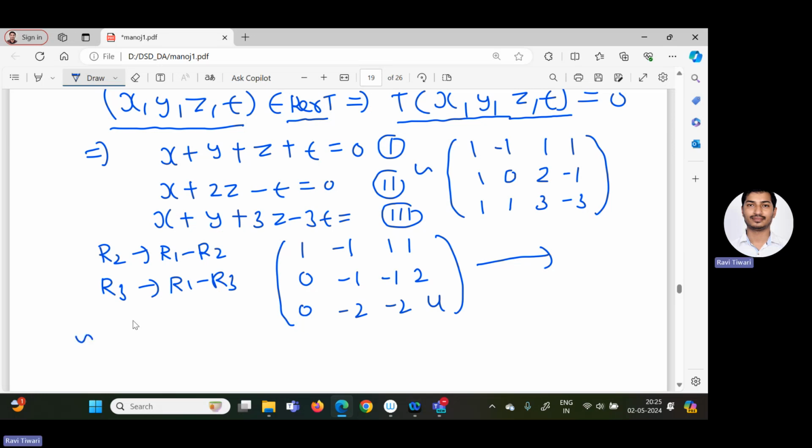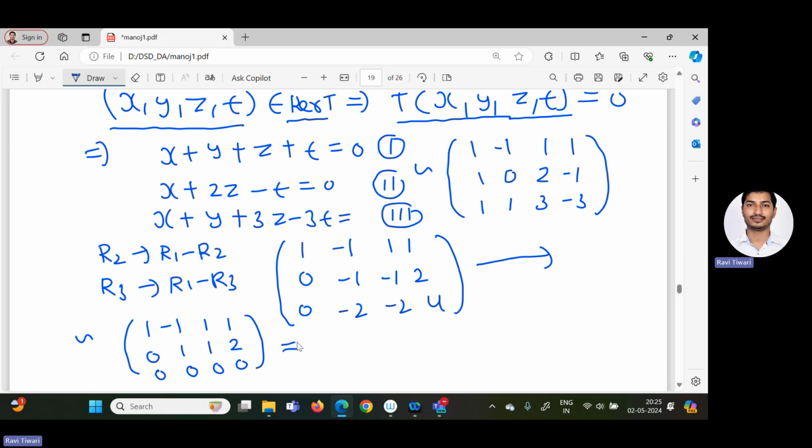So what we can get? 1, minus 1, 1 and 1, 0. Now the second row I have replaced by minus R2. So 1, 1 and 2, and the third row will be what? Completely 0, 0 and 0. So finally we are getting the row echelon form.